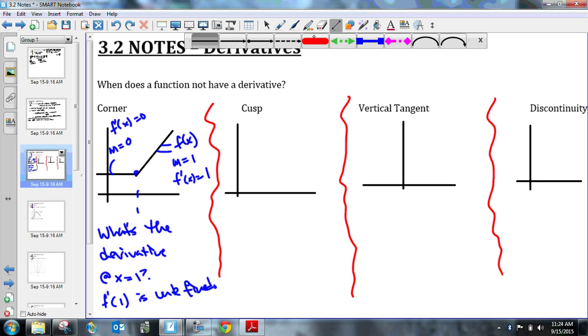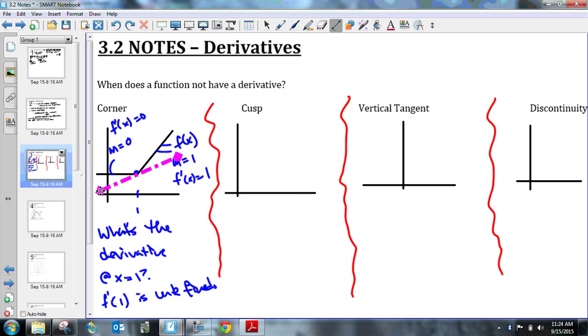The other thing is, how many different tangent lines could I draw here? If I wanted to come in here and draw tangent lines, I'll use the pink line to denote tangent lines. I can draw a tangent line there, I can draw a tangent line there, I can draw a tangent line here. Where it's intersecting that point 1, 1, I don't have one tangent line. If a function is differentiable, I can only draw one tangent line. Here I can draw a bunch. It means it's not differentiable at 1.